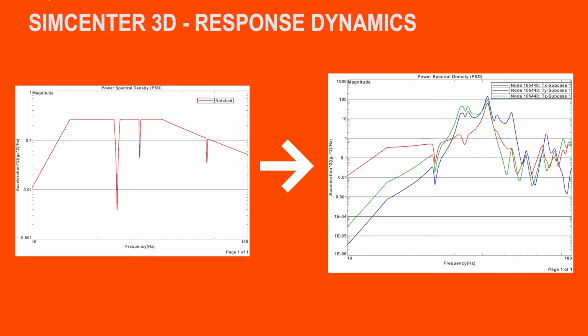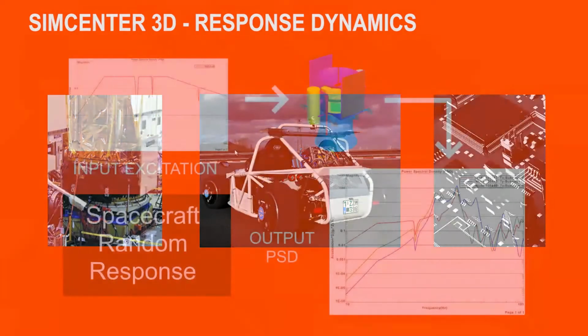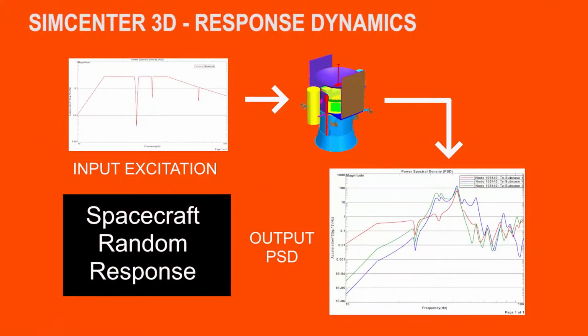Random-based excitation testing is prevalent in the space, automotive, and electronics industries. We will be using a random-based excitation event to simulate the random response of a medium-sized spacecraft model. This new event dramatically reduces solution time while increasing results accuracy. It is more than 100 times faster than the competition.